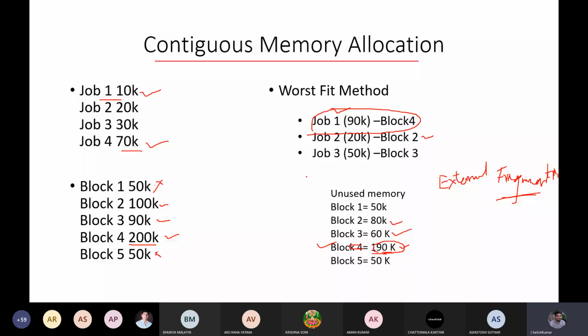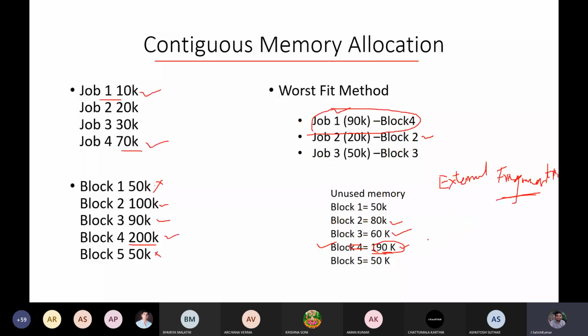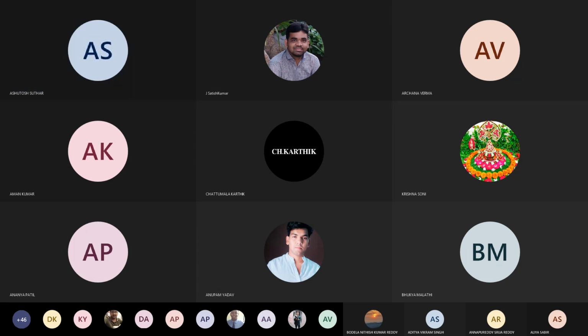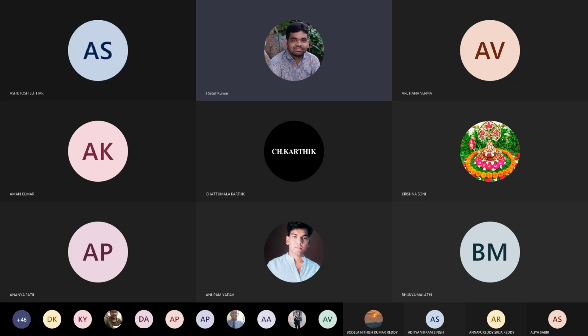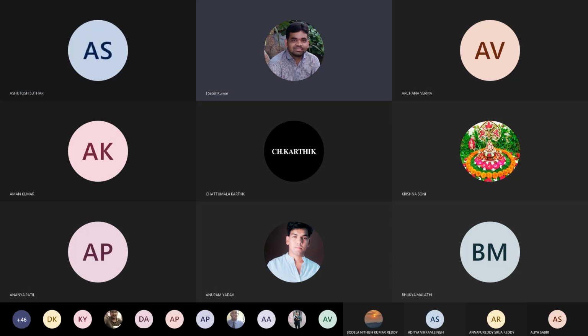Is there any doubt up to this point on first fit, best fit, worst fit? Fragmentation we'll discuss in the next class. If you have any doubts up to this point, please ask. Sir, is worst fit used in general? No, generally we will use best fit or first fit. If the application demands worst fit, you can use it. But there are 3 mechanisms possible. That's what we discussed.